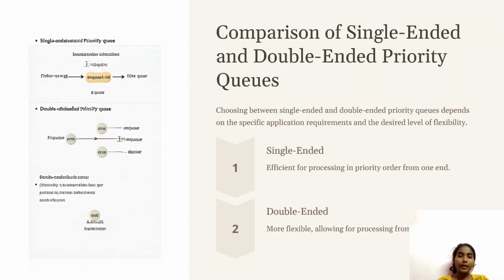Comparison of single-ended and double-ended priority queues. Choosing between single-ended and double-ended priority queues depends on the specific application requirements and the desired level of flexibility. A single-ended priority queue is efficient for processing in priority order from one end, whereas the double-ended priority queue is more flexible, allowing for processing from both ends.